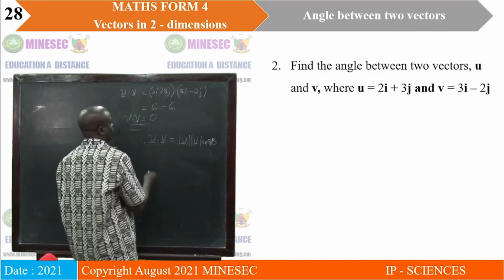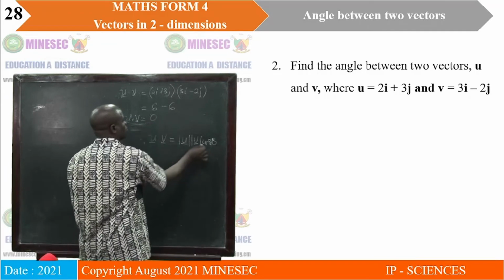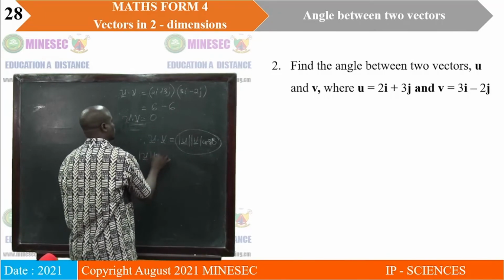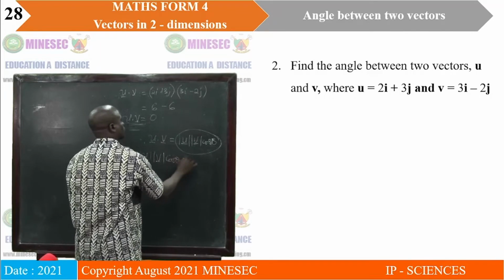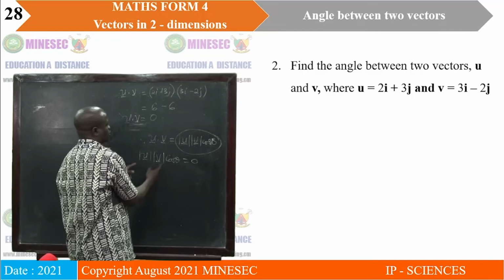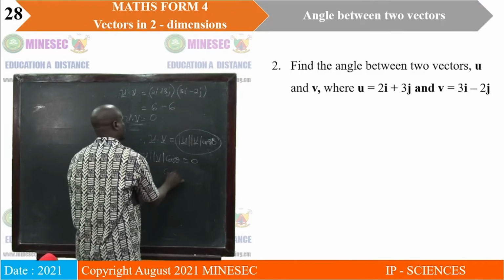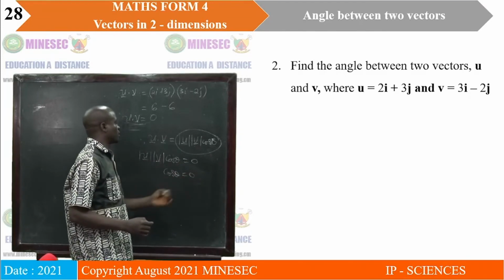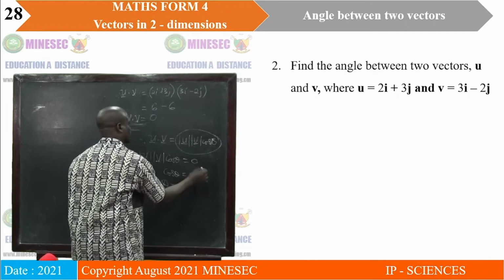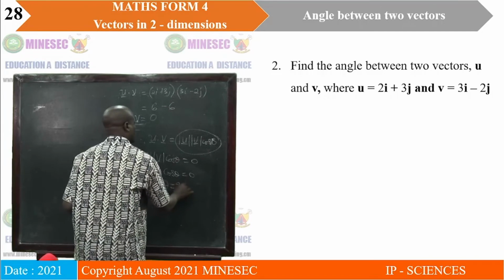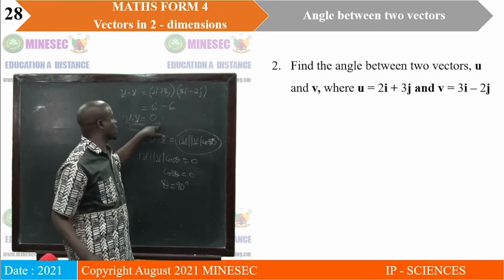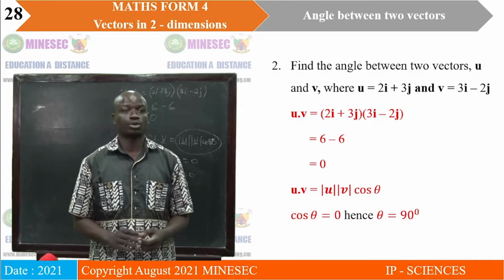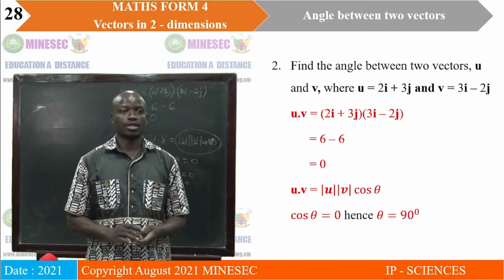And the argument was the fact that if this is equal to 0, it means this portion is 0. So if magnitude of u times magnitude of v cosine theta is equal to 0, if we divide both sides by this magnitude, it means cosine theta will be equal to 0, because when we divide both sides by this, the right-hand side will still be 0. And theta will be equal to cosine inverse of 0, which is 90 degrees. So once you remember that property, when you reach here, you can just conclude that those two vectors are perpendicular, meaning that the angle between them is 90 degrees.